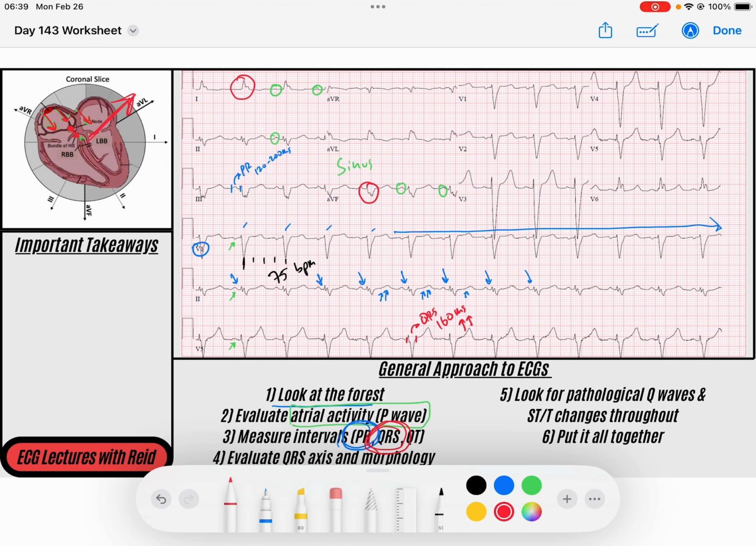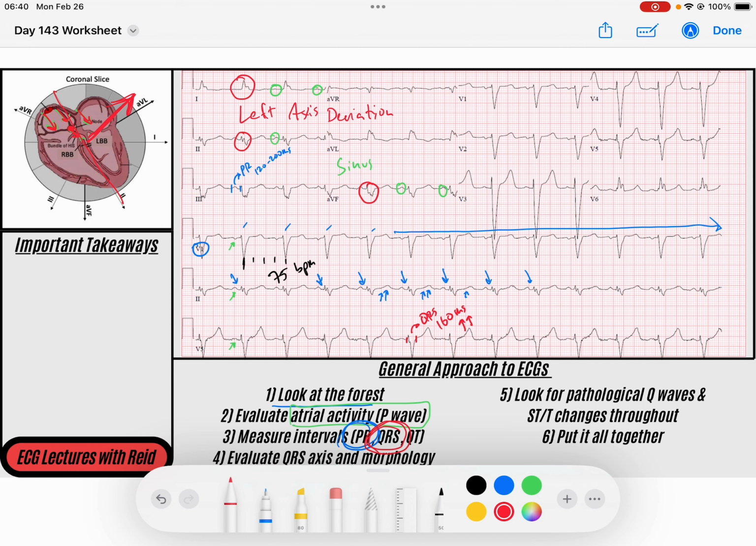So we've got left axis deviation, right? It's negative in lead 2, so it's got to be going away from lead 2, so it's going that way. Right, so we've got left axis deviation, and so now we need to explain that left axis deviation.